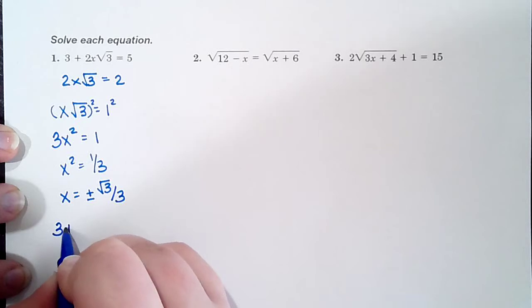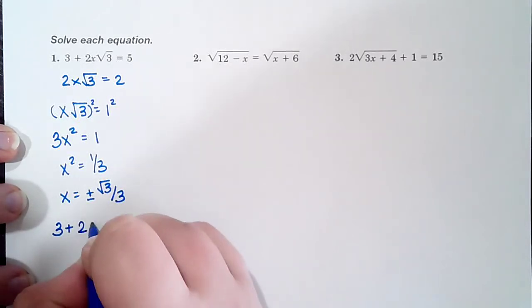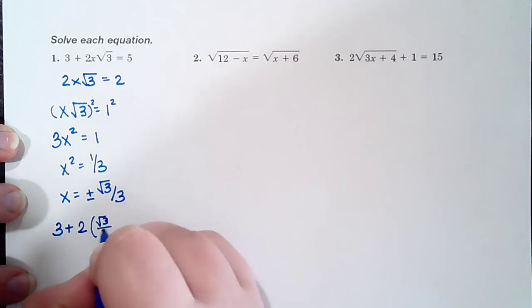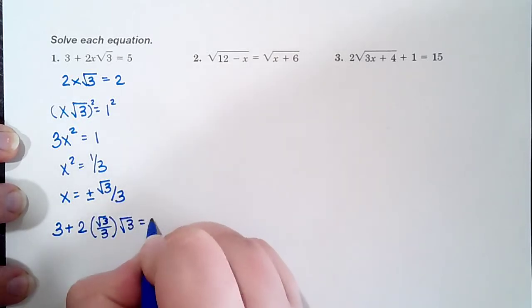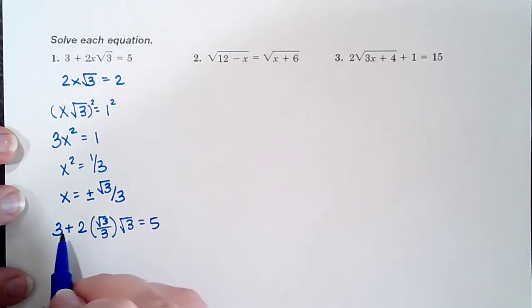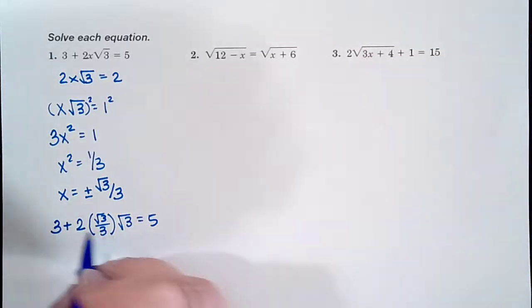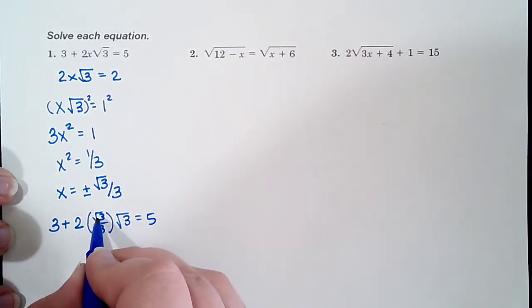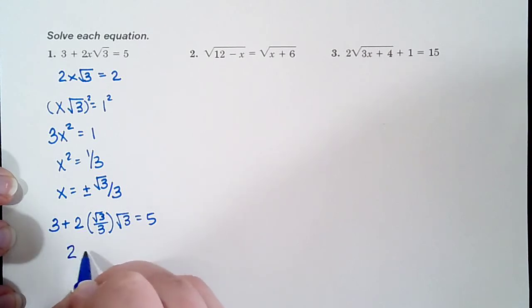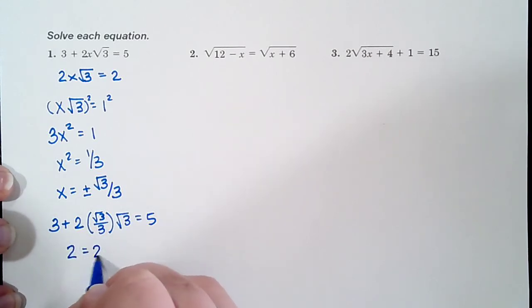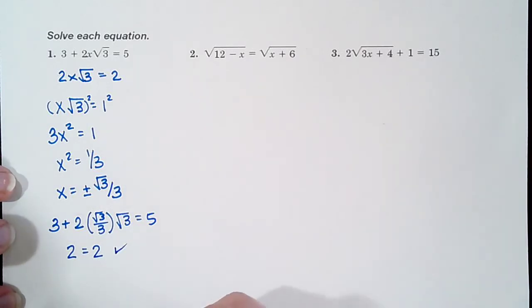So 3 plus the positive version, I'm going to start off positive, 2 times 3 root 3 times 3 equals 5. All right, simplification again, move that over, we get 2. This becomes 3 over 3, which is 1. When I move that over, I get 2 times 1 on the left side, and I get 2 equals 2. So the positive answer works.